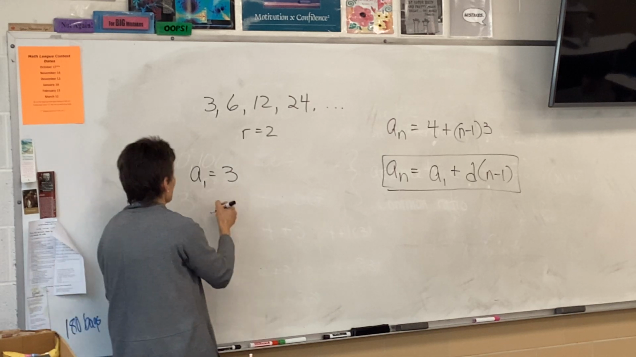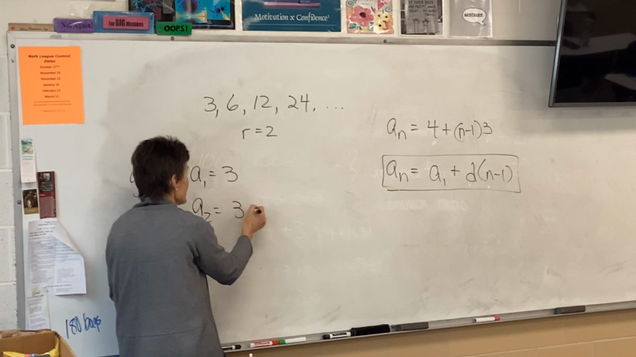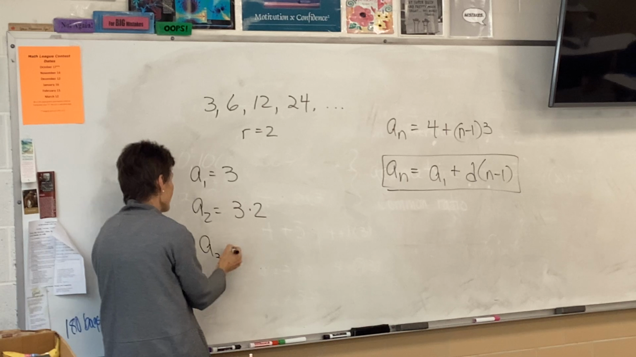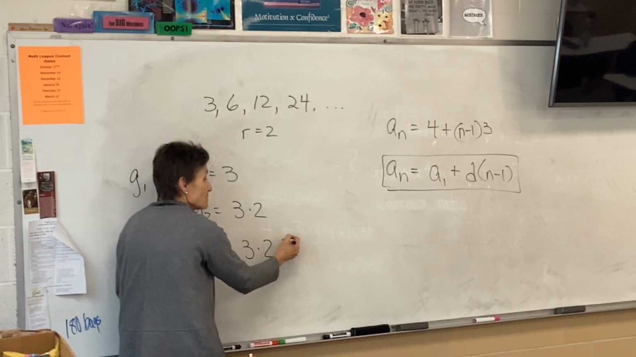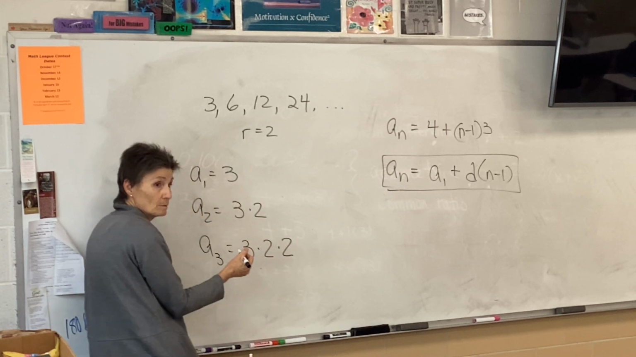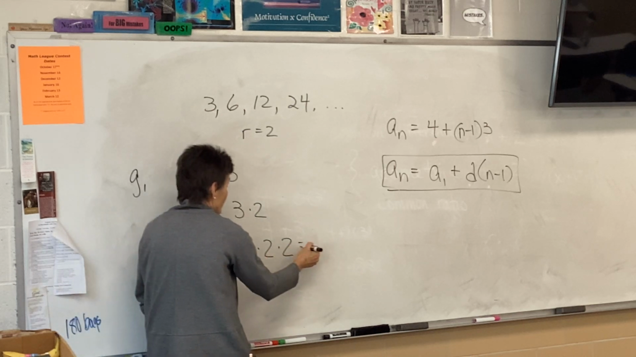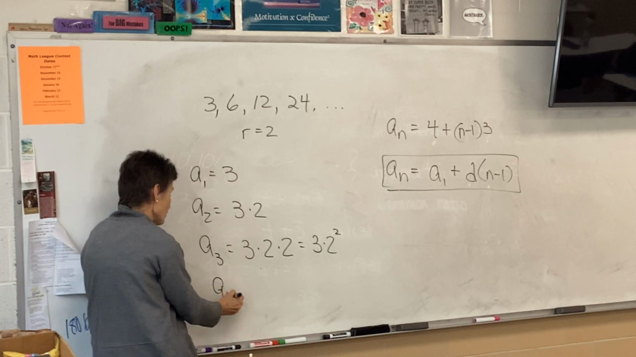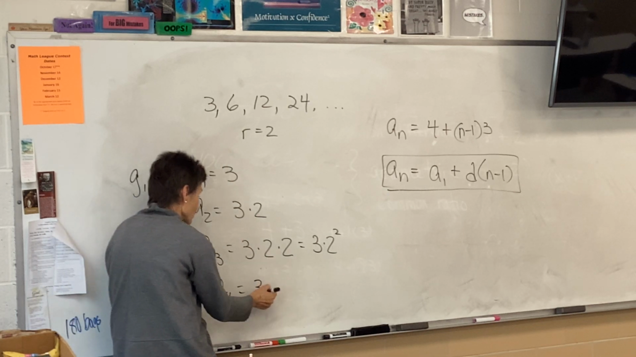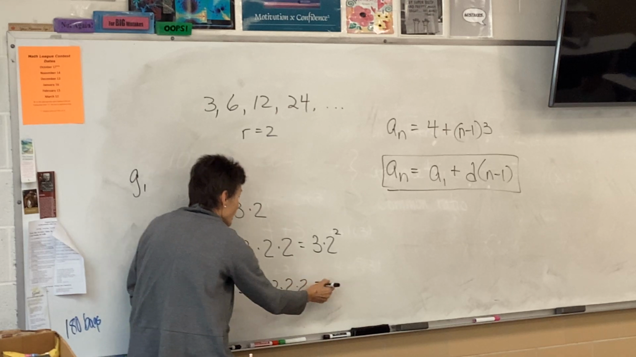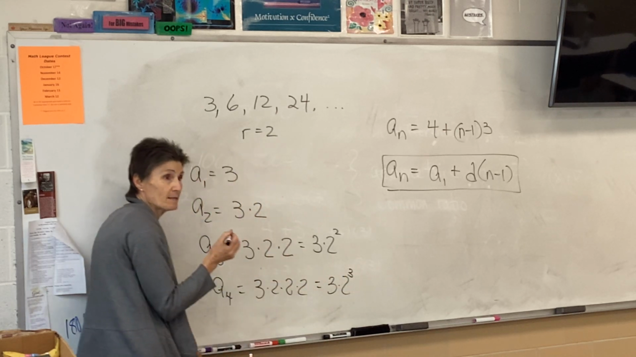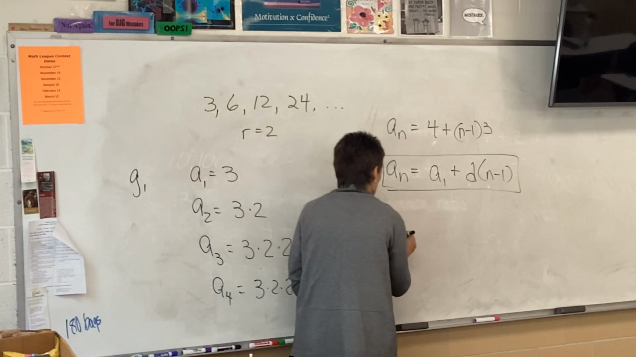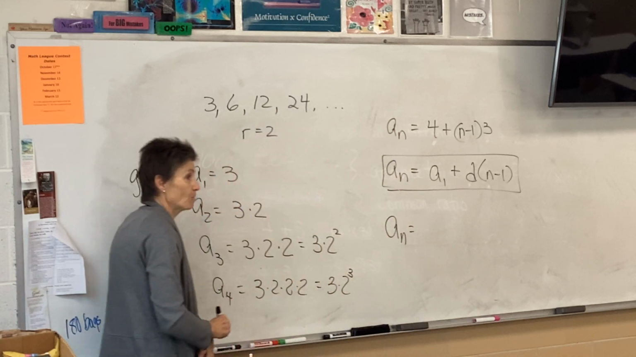First term is 3. Second term is 3 times 2. Third term is 3 times 2 times another 2, which could be written as 3 times 2 squared. The fourth term is all that, 3 times 2 times 2 times another 2, or 3 times 2 cubed. Are you starting to see the pattern there? So what's our formula, do you think, gonna be for a geometric sequence?